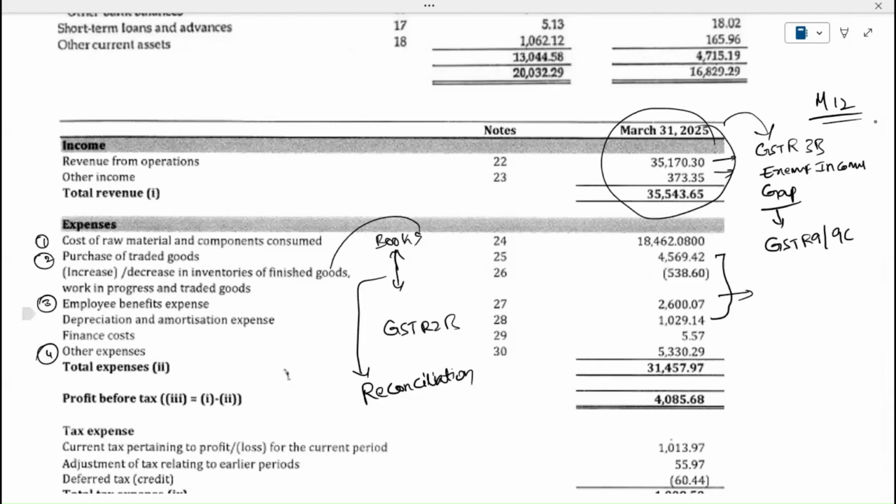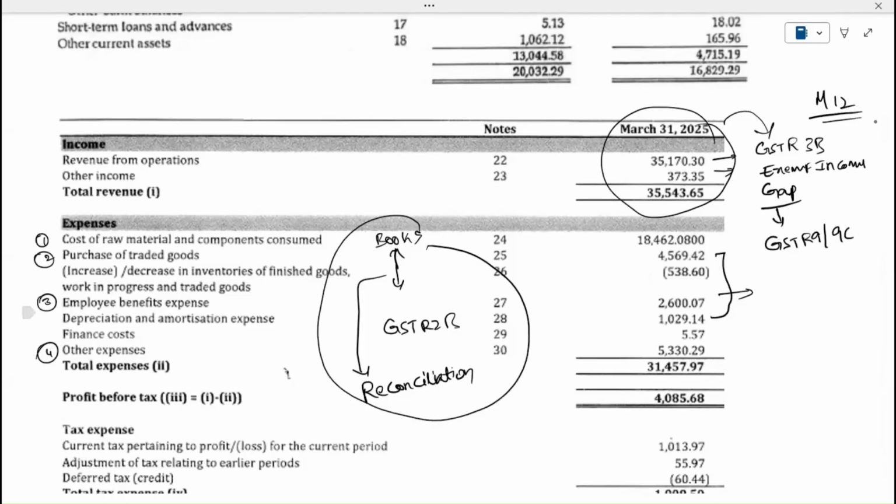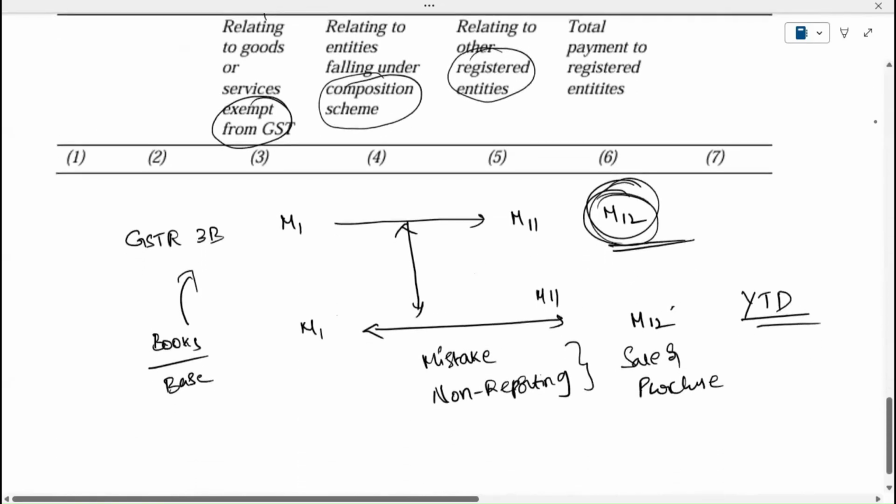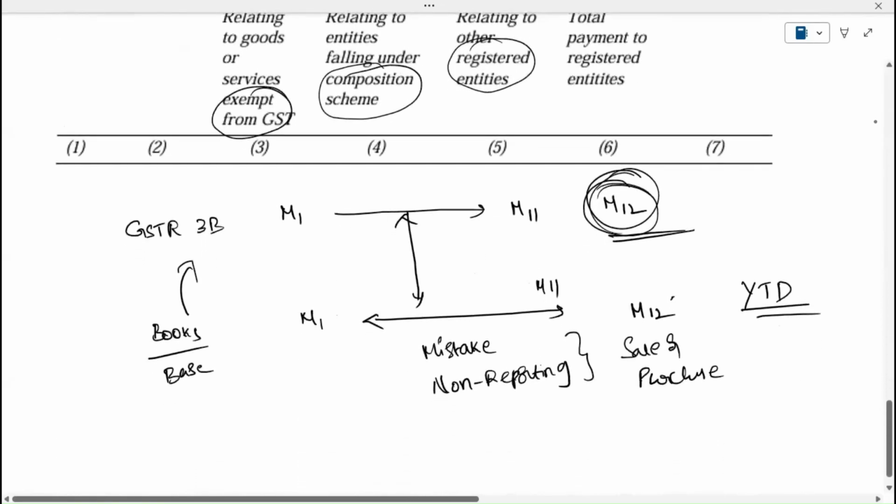Similarly, with respect to purchases, I'll explain in detail how we try to reconcile these purchases. In case there is any gap in our purchases, I can also use month 12 for disclosure, reporting, or payment of tax. This is what we need to understand.